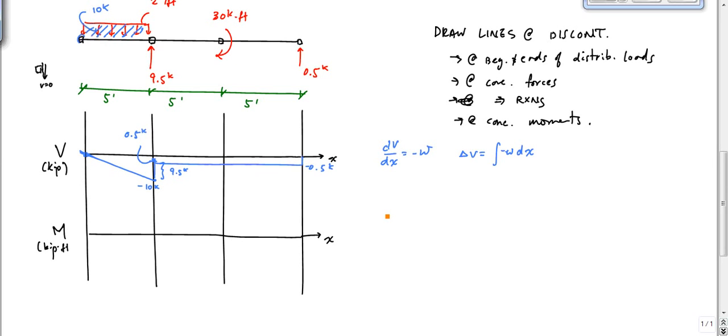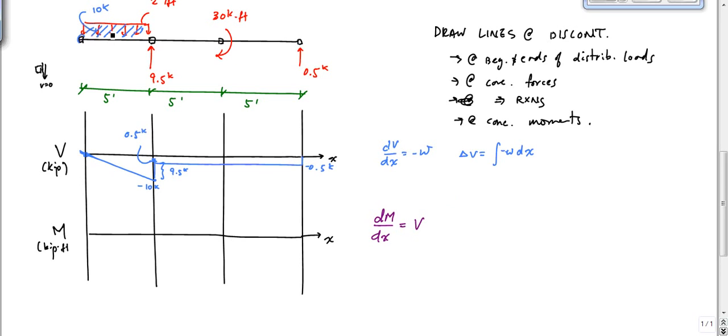Now we're ready to do the moment diagram. And in this moment diagram, which, let's see, can you see orange? Now, how about purple? Let's use purple. So dM/dx equals shear. So the slope of my moment diagram is equal to the value of my shear.